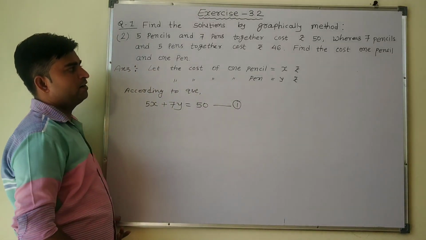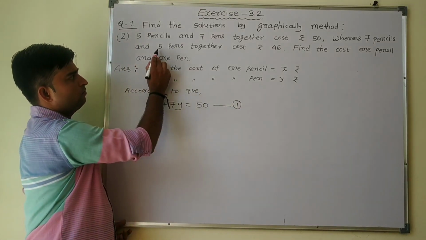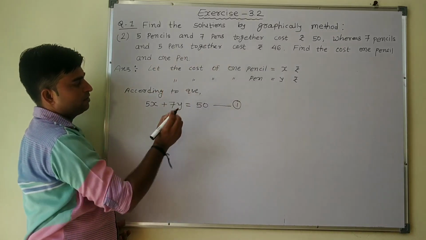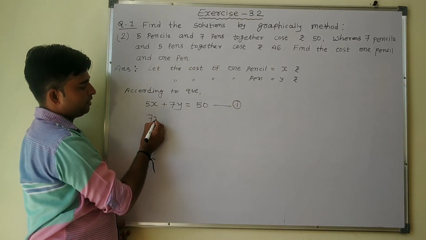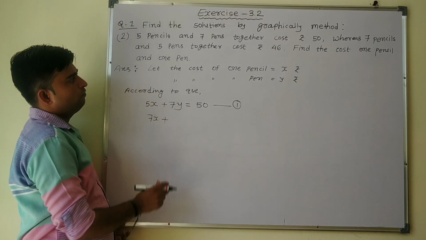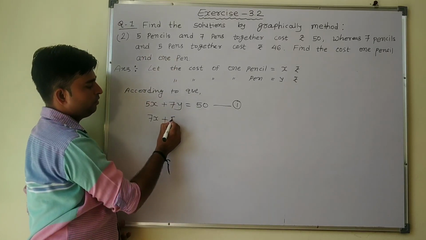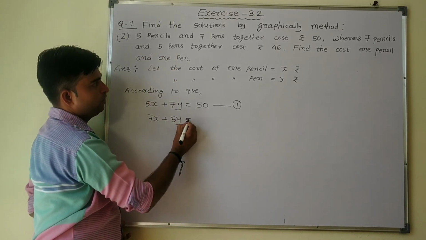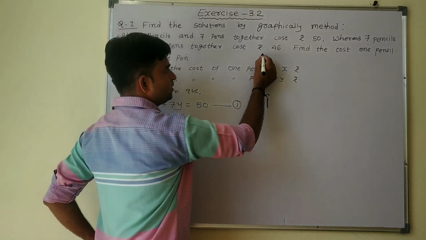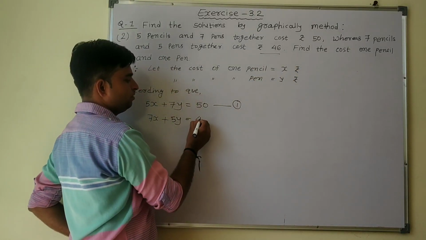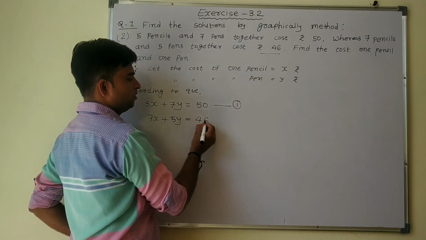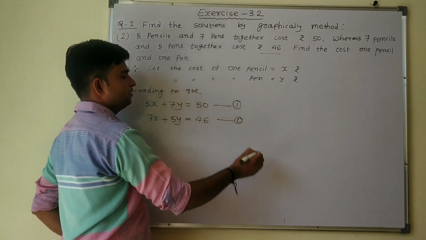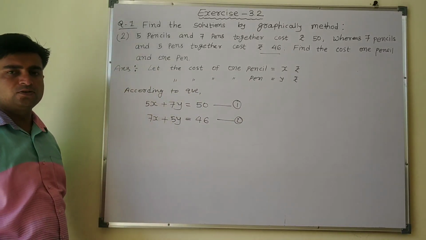Now for the second condition. In the second condition, 7 pencils, so it becomes 7x, and 5 pens, so 5y is equal to the total cost given, 46. So we get 7x plus 5y is equal to 46. So this is the second equation. Now we find a solution.